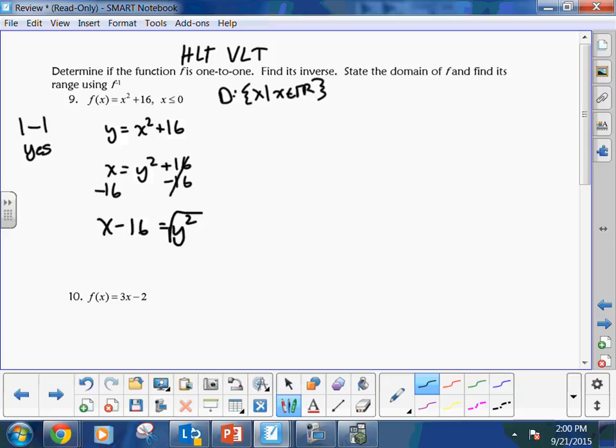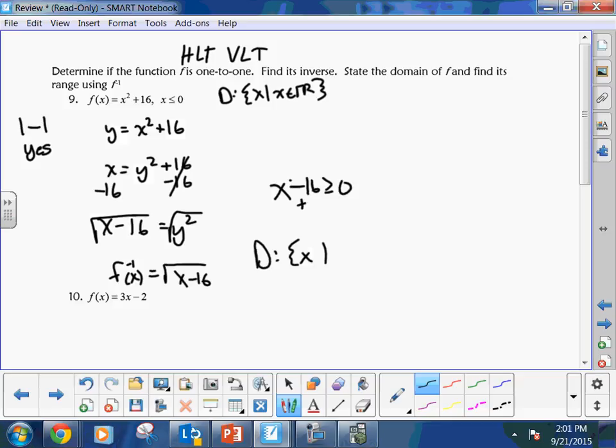I'll take the square root of it. I'll just put the correct notation: the inverse of s is the square root of x minus 16. Now when I find the domain of this, a square root has a special property in that whatever is inside has to be greater or equal to 0. So when I add 16 to both sides, I'll find out that x is greater or equal to 16. So the domain restricts x to be greater or equal to 16.